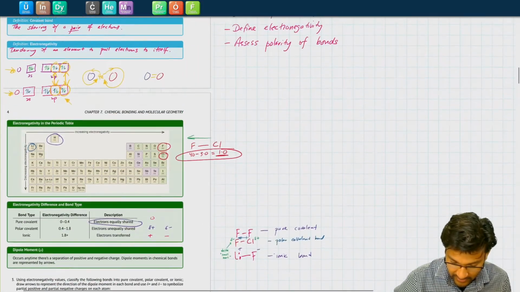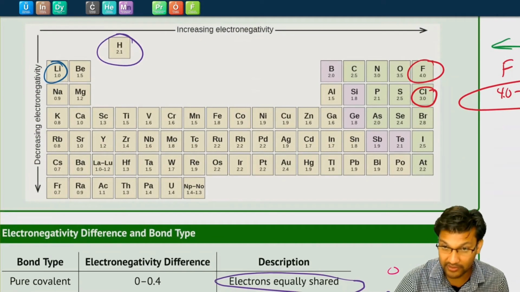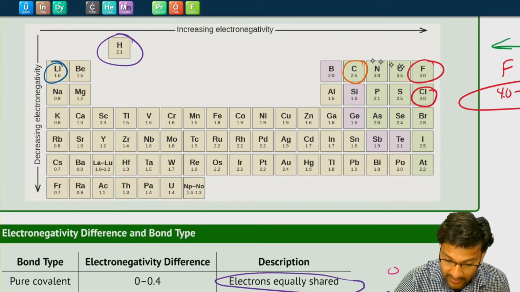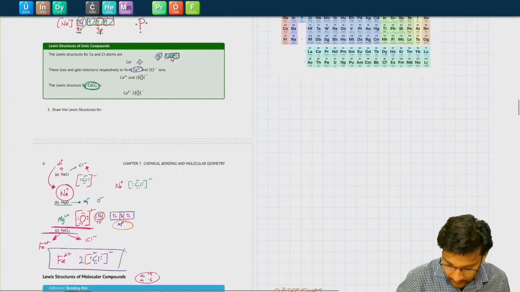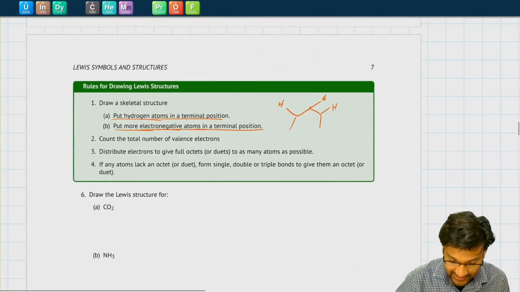If you want to figure out which elements are more electronegative than which others, we have that table all the way up here. The higher the value, the more electronegative it is. And so here's carbon, here's oxygen. Oxygen is more electronegative, so typically we will put that at the ends. All right, so that's the first rule to drawing the skeletal structure.